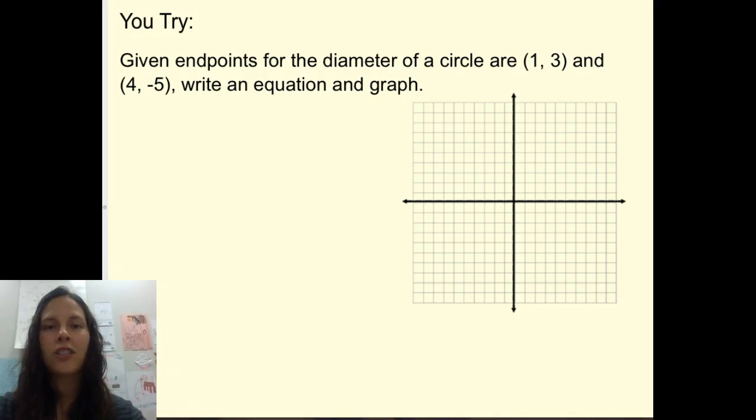Your U-Try question is giving you the endpoints of the diameter. So think about how to get the radius from the diameter. You will also need to think about how to get the center from the diameter. Think about the fact that the center occurs in the middle of the diameter, and how do we find a midpoint on a coordinate plane?